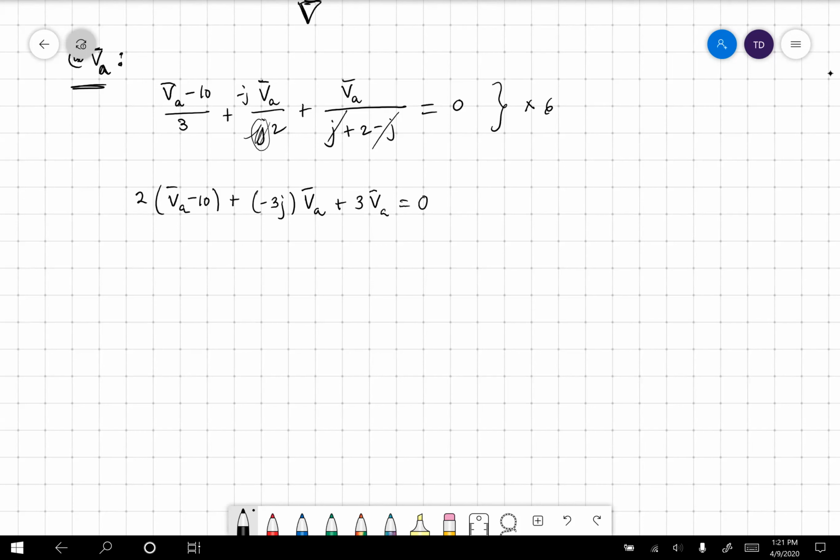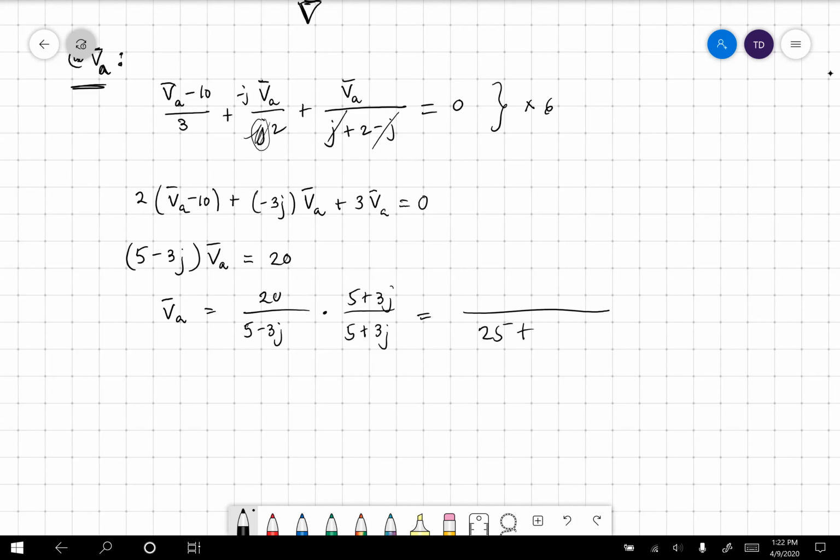What are my VA terms? 2 and 3 is 5. 5 minus 3j VA is equal to 20. Now we can solve for VA. VA equals 20 divided by 5 minus 3j, times 5 plus 3j over 5 plus 3j. The denominator is 25 plus 9, which is 34. The numerator still has a 20 there, and it's 20 times 5 minus 3j. So that's 20 over 34 times 5 minus 3j. I can reduce the fraction out in front because that's divisible by 2. That'll give us 10/17 times 5 minus 3j.